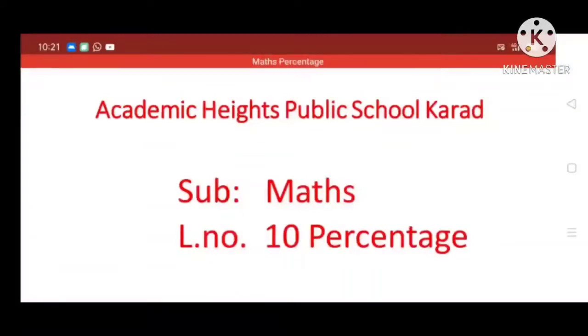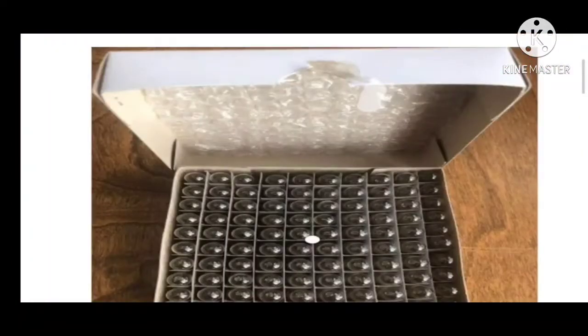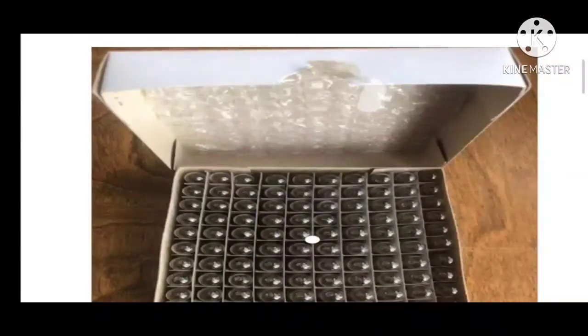Do you know what is meant by percentage? See, here is a box and this box contains 100 electric bulbs. Okay, and from those 100 electric bulbs, 10 bulbs are defective. How many bulbs are defective? 10 bulbs are defective. So we say that 10% of the bulbs in this box are defective.